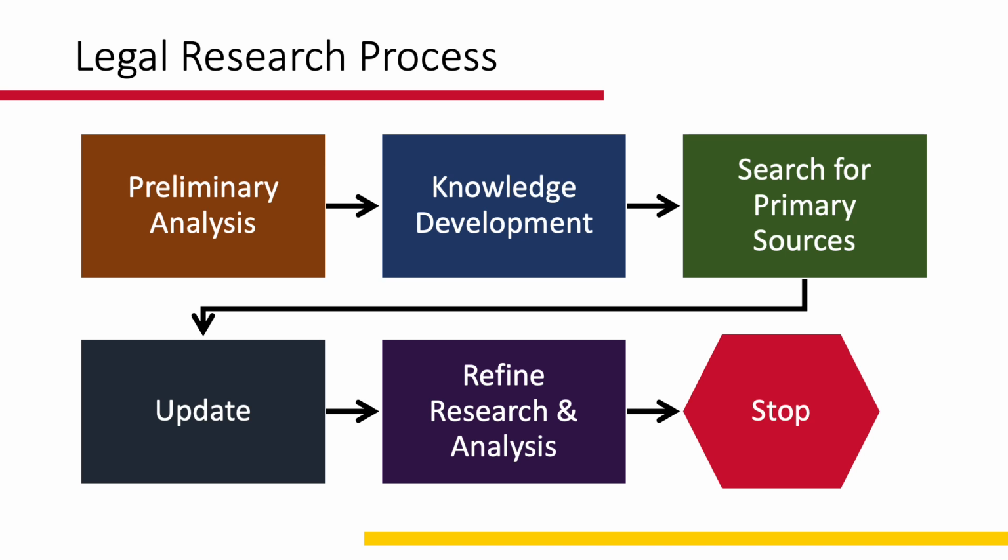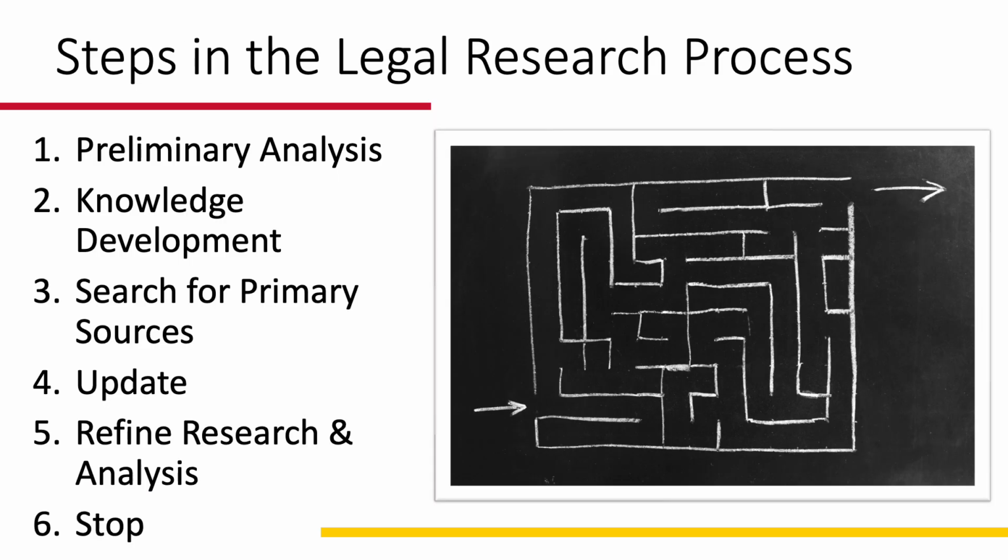This is the basic legal research process that we're going to look at today. And this is a flow chart going from preliminary analysis to knowledge development, searching for primary sources, updating, and also refining research and analysis, and then stopping the legal research. And the steps again are preliminary analysis, knowledge development, search for primary sources, updating those primary sources, refining your research and analysis, and stopping. And we're going to review each of these steps in more detail.